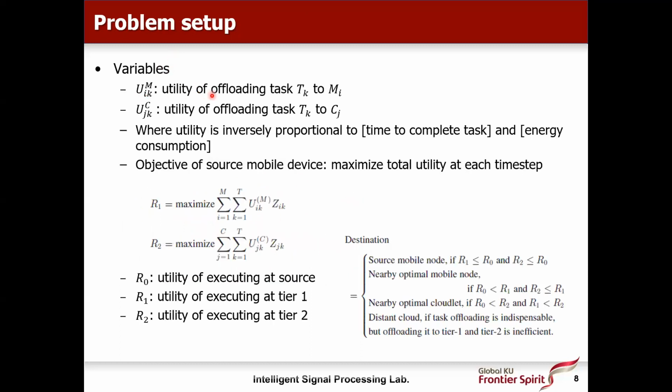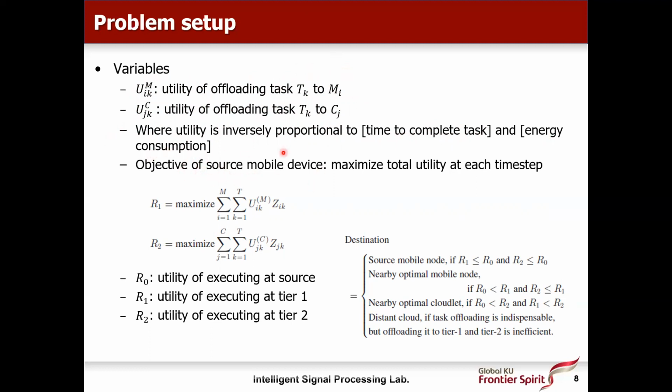So now UM and UC represent the utility of all the devices for each task. UM would be the utility of offloading a given task to a given mobile device. UC would be the utility of offloading a given task to a given cloudlet device. And utility is inversely proportional to the time to complete the task and energy consumption.